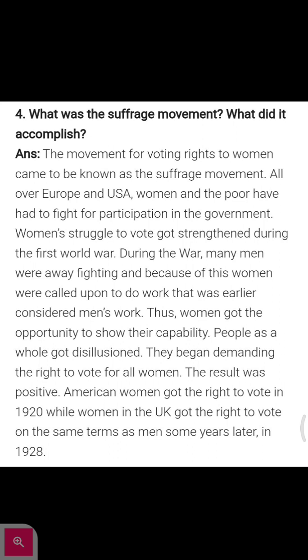During the war, many men were away fighting, and because of this, women were called upon to do work that was earlier considered men's work. Thus, women got the opportunity to show their capability. People as a whole got disillusioned. They began demanding the right to vote for all women. The result was positive. American women got the right to vote in 1920, while women in UK got the right to vote on the same terms as men some years later in 1928.